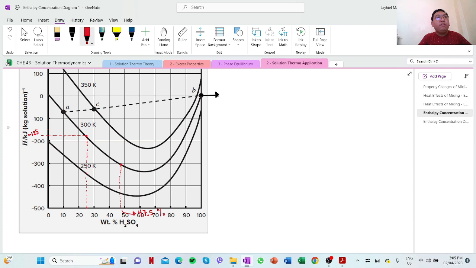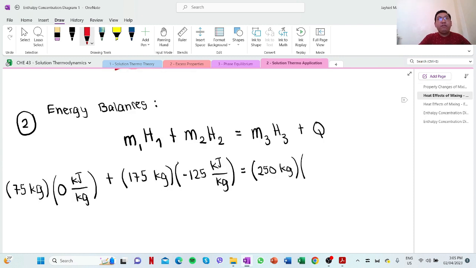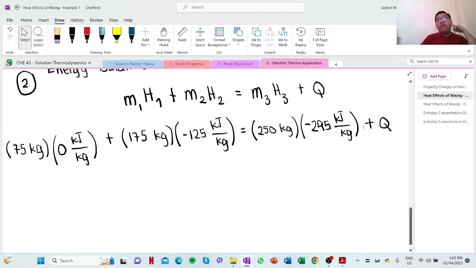So at that value, okay, it's really close to 300. So I'll just assume this to be negative 295. Okay, crudely. Okay, negative 200. So please do your own proper interpolation when you solve it by yourself. Okay, so what's the value of your Q?